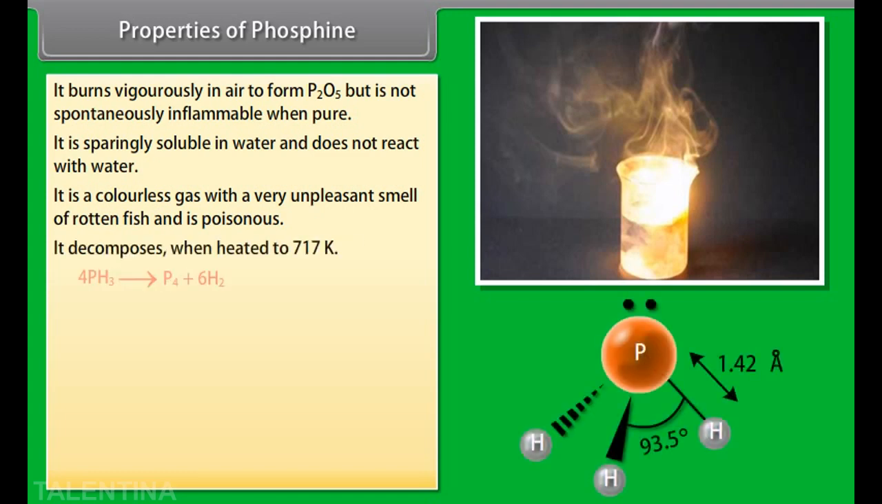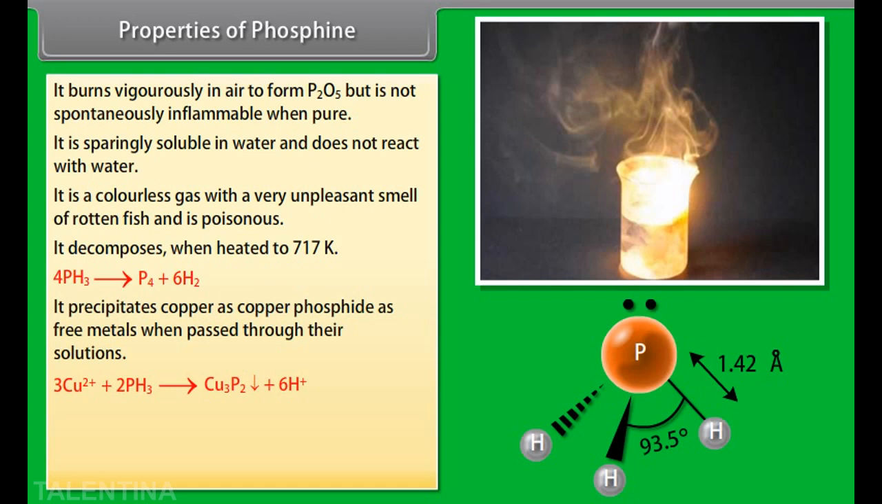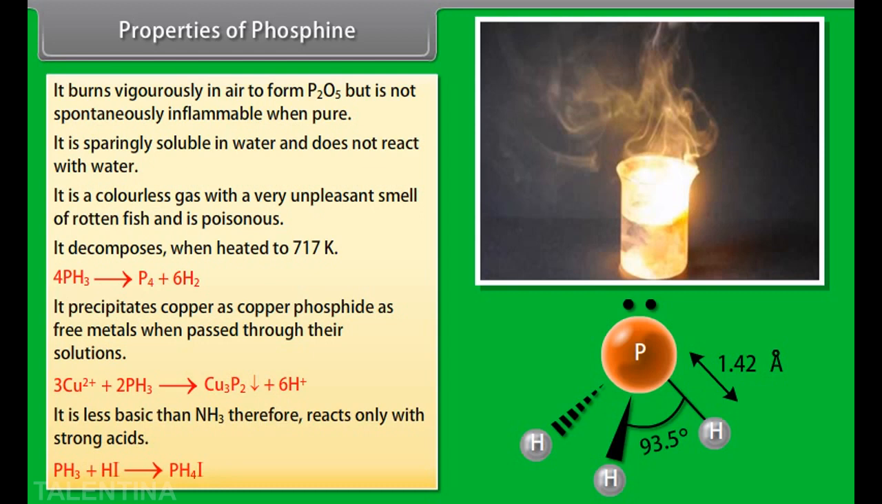It decomposes when heated to 717 Kelvin. It precipitates copper as copper phosphide, and other metals as free metals, when passed through their solutions. It is less basic than NH3, therefore it reacts only with strong acids.